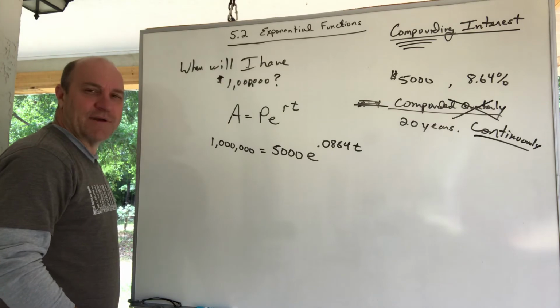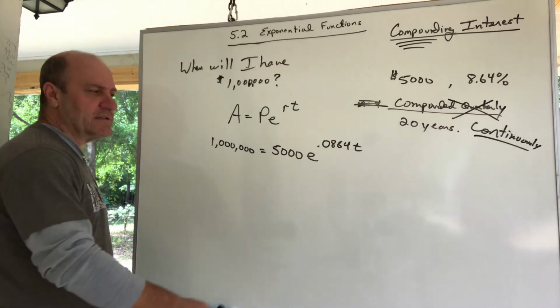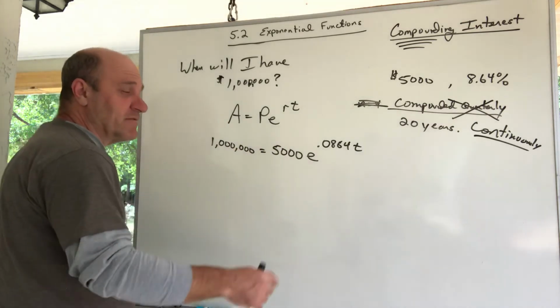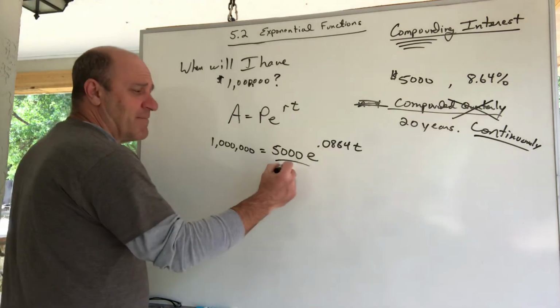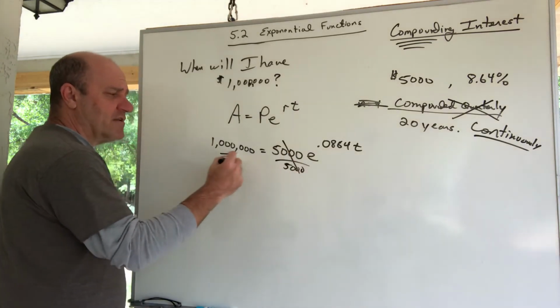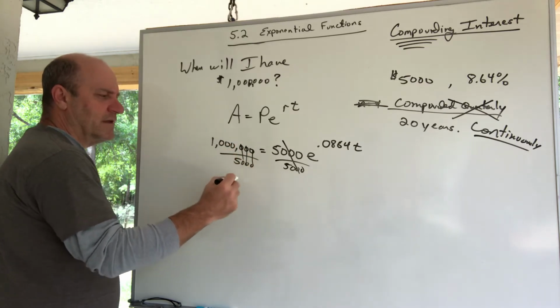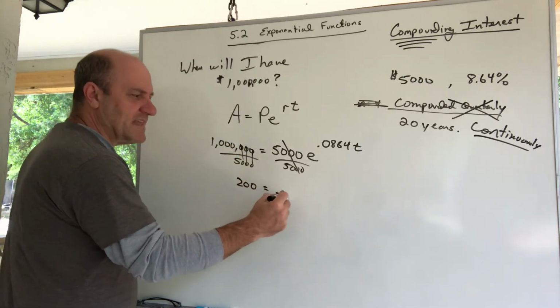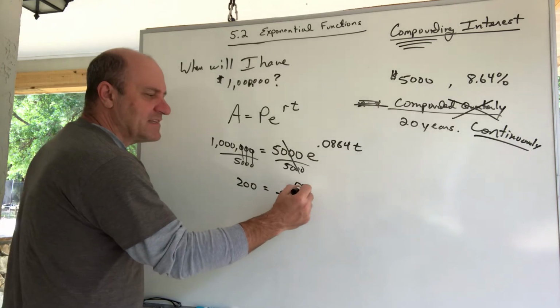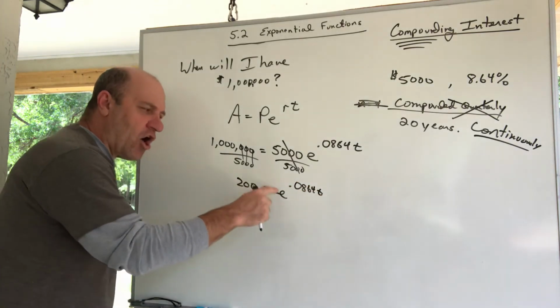Okay. Let's see, we got to do a little algebra. Maybe we know how to do this. First step you know how to do. Everybody knows how to divide by 5,000. Divide by 5,000. It's gone. I think I get 200. Yeah, 200 equals e to the 0.0864 t.